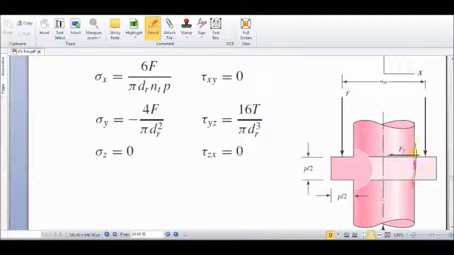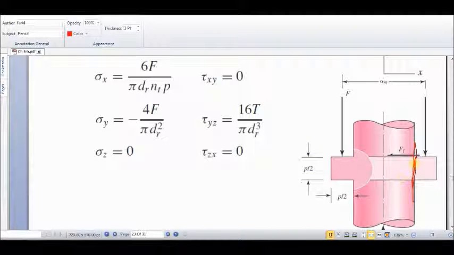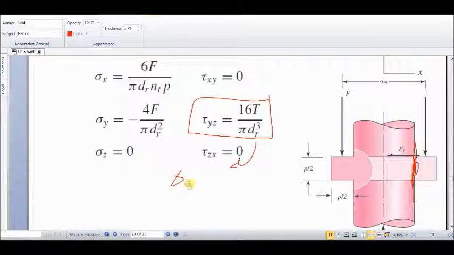Okay, the maximum is at this outer surface, which will be located at the root of the thread, because this is one thread. This is one of the threads, a square thread. The outer surface of the body is at the same location as the root of the thread. And then we will use this equation to find the torsional shear.